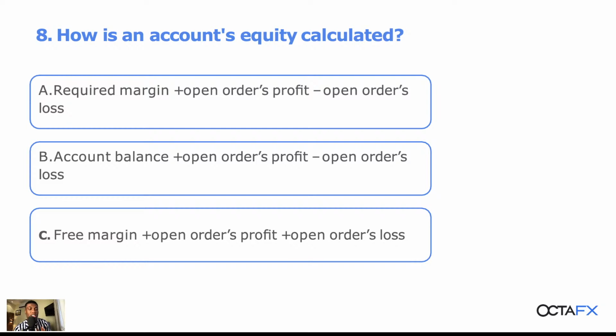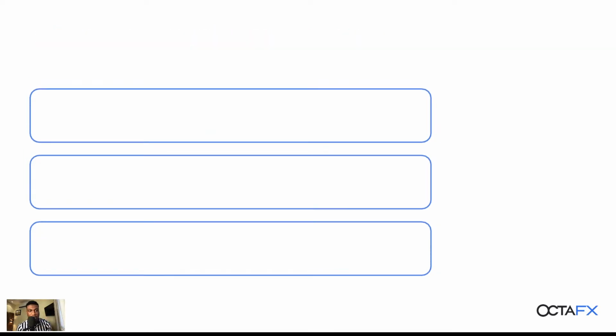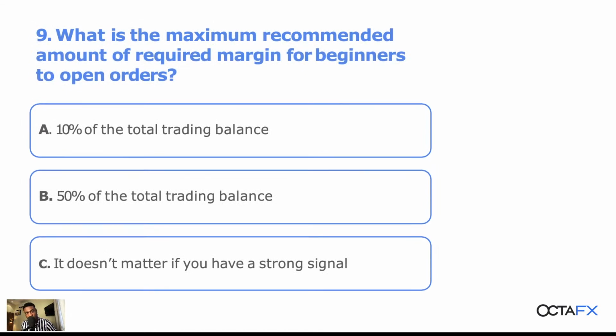So we're going to the 9th question, right? Question number 9. What could it be? Okay. What is the maximum recommended amount of required margin for beginners to open orders? A, 10% of the total trading balance. B, 50% of the total trading balance. And C, it doesn't matter if you have a strong signal. So you know what to do, write or type the answers in the comment section.